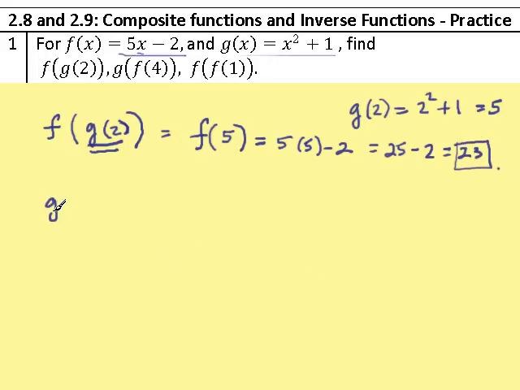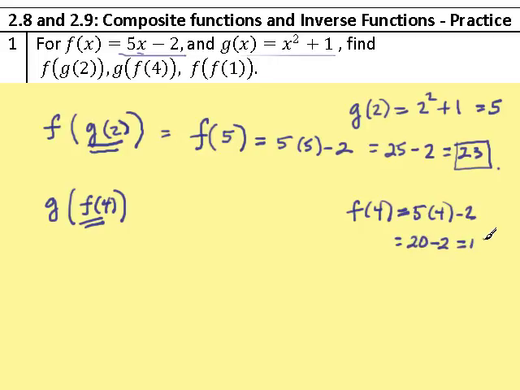All right, now let's find g of f of 4. So first we want to figure out f of 4. Let's just do that on the side over here. We're substituting in 4 right here for x. So that would be 5 times 4 minus 2. Subtract 2, so that's 18. So f of 4 is 18, so we're looking at g of 18.